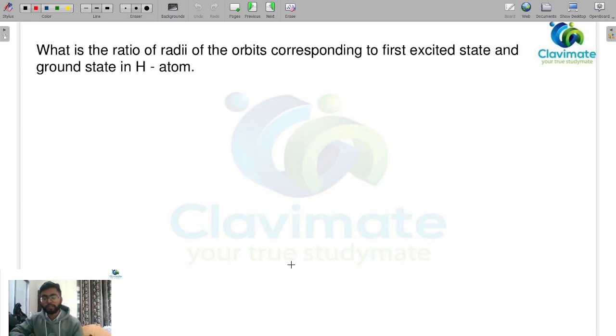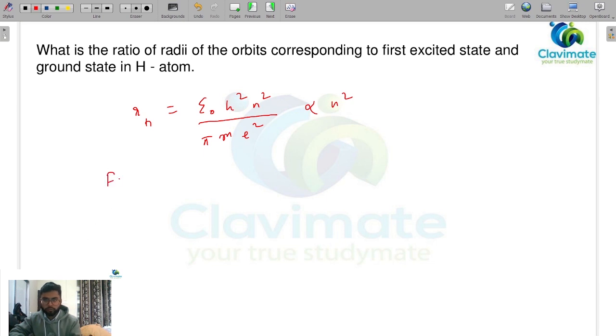So here, first of all, first question that we have is what is the ratio of radii of the orbits corresponding to the first excited state and ground state in H atom? Now we know Bohr's radius can be given as Rn is equal to epsilon naught h square n square by pi m e square, which is directly proportional to n square. So for first excited state, we'll have n is equal to 2.